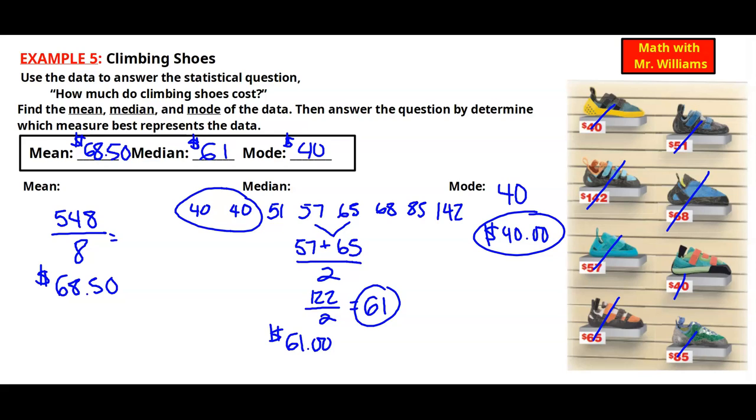Now, which measure best represents the data? The mode is the lesser end of our data, and the mean is 68.5, so it's right around this area. And then we have our median at 61. The one that seems to be in the middle of most of the data is our median, so that is the best representation of our data. So $61.